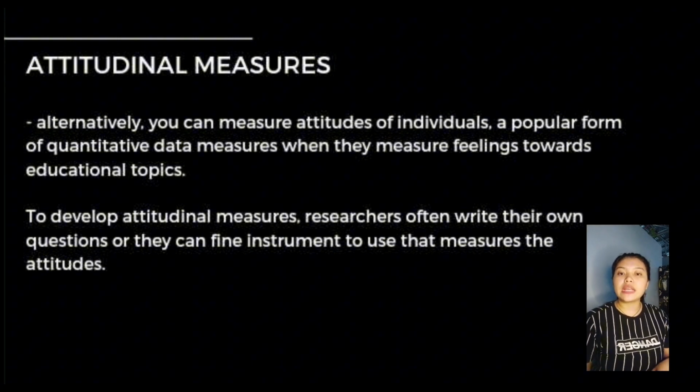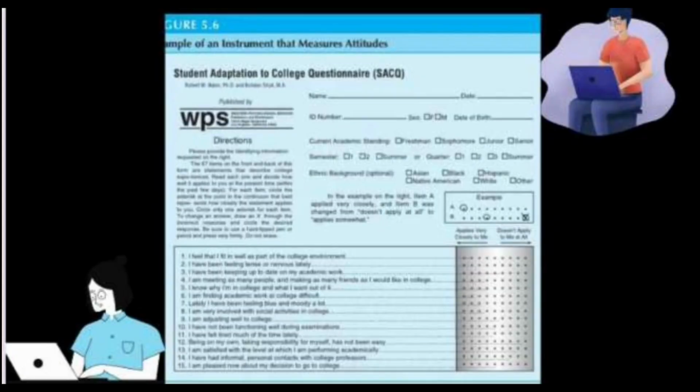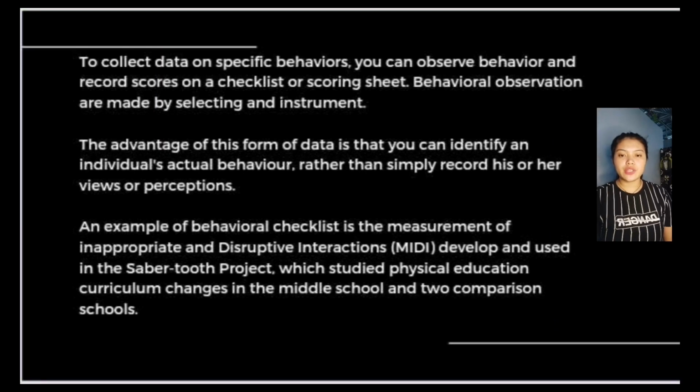So this is the example of how an instrument measures attitudes. In this figure, it is a sample of an instrument that measures attitudes. Behavioral observation involves observing and recording specific behaviors using a checklist or scoring sheet. The advantage of this method is that it allows researchers to directly observe and record an individual's actual behavior rather than relying on self-reported views or perceptions. An example of a behavioral observation instrument is the measurement of inappropriate and disruptive interactions, or MITI, which was developed and used in the Sabretooth project to study physical education curriculum changes in middle school.